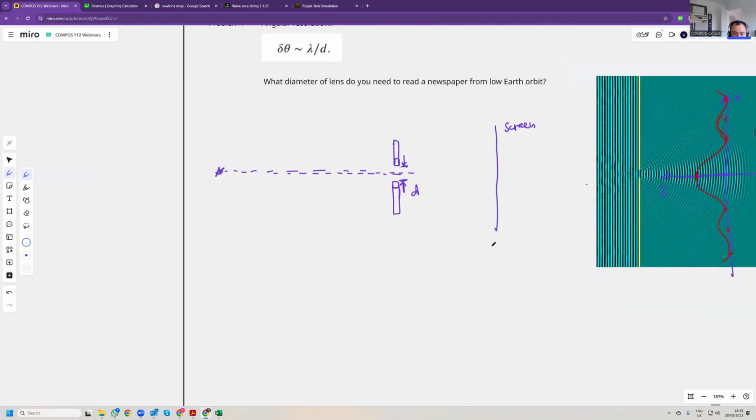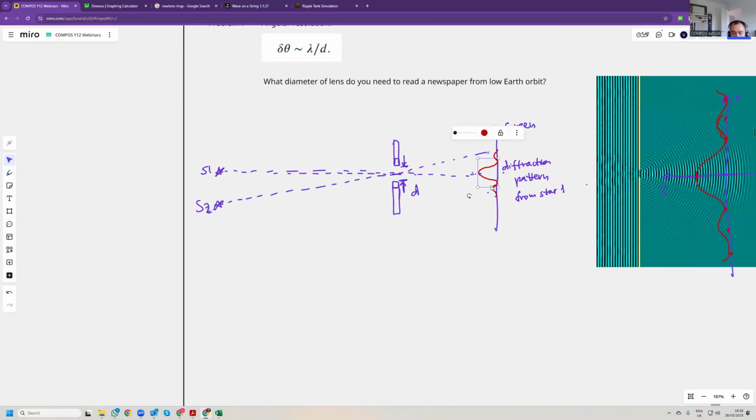So on the screen, you would see a diffraction pattern produced by the light coming from that star. If you take another star, so this is the diffraction pattern from star 1, S1. This is S2, star 2, another star. And the light comes through the aperture, the objective, and it also produces a diffraction pattern. I'm just going to copy that. Right.